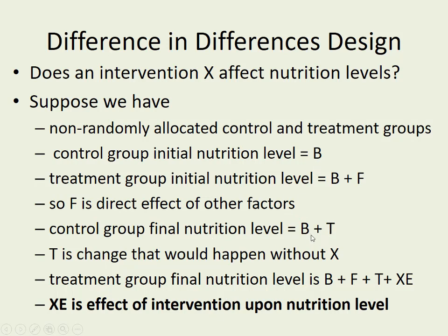Then the control group, who started at B, at the end of the experiment, you assume that what they end up with is B plus T. So whatever they started with, B, and then T, and T is the change that happens without X. T is whatever is randomly changing: those families are getting wealthier, the weather's done this, government have done that. A whole bunch of factors have changed over time, and that has affected the baseline level. And again, T could be positive or negative, depending on if things are getting better or worse.